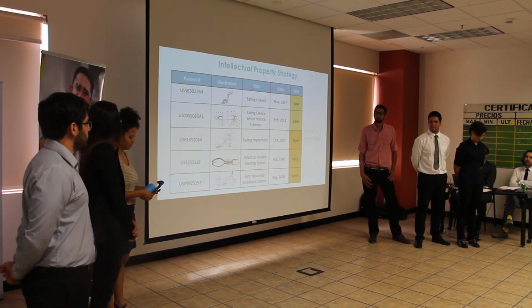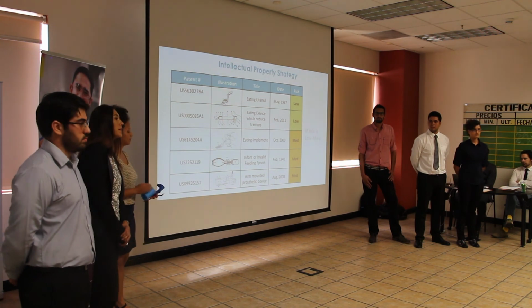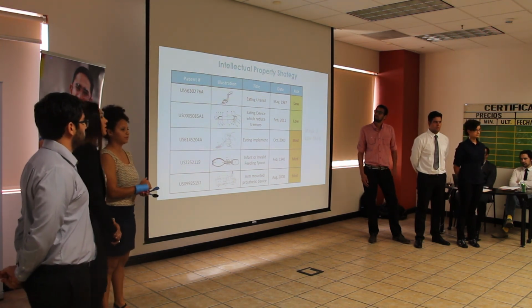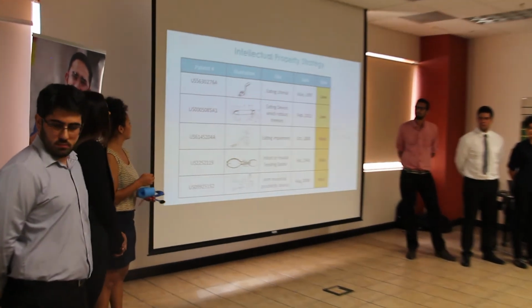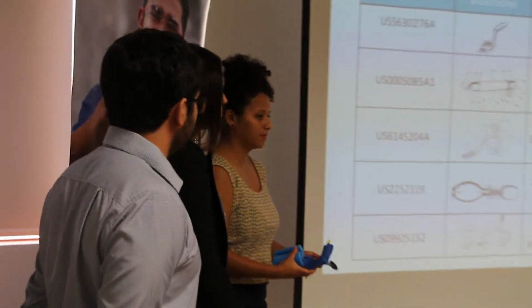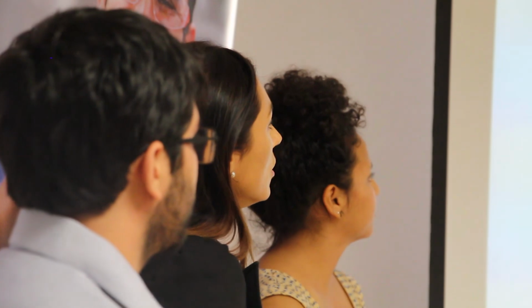The intellectual property analysis consists of the main assets of 5 patents of potential competitors. We found from this analysis that we have IP risks from all the patents from low to medium. For instance, the first patent is a spoon with a curve, and the last patent is about a bracelet, a stick and a spoon.